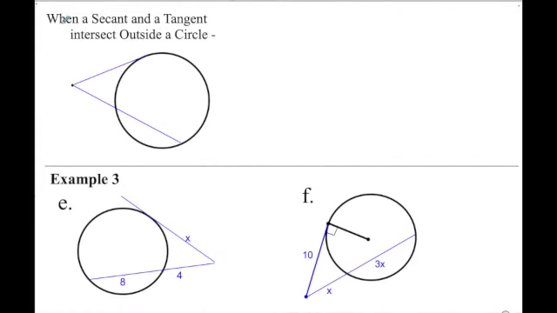The third situation we're going to look at is when a secant and a tangent intersect outside a circle. So here, this must be the tangent. That's a point of tangency. And this one is a secant that passes through the circle, intersecting the circle in 2 points.